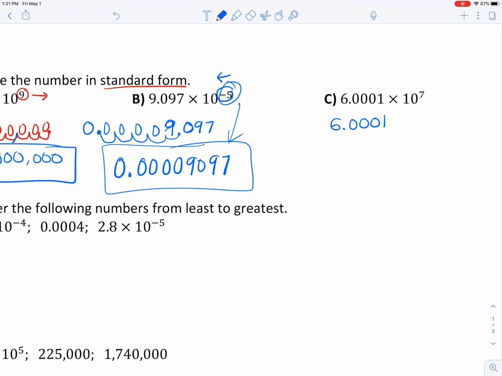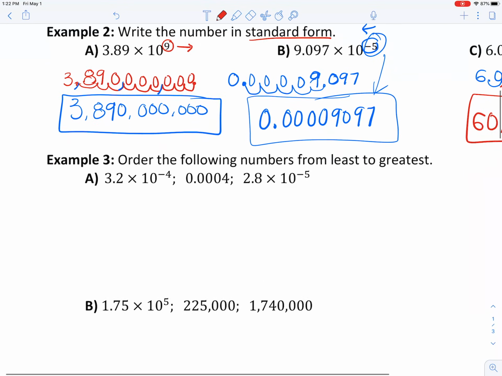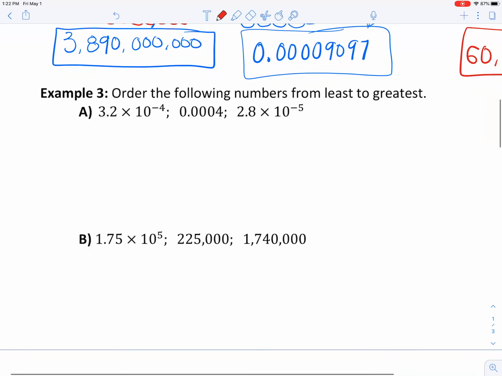Okay, letter C. So I'm going to write down the original. And I'm going to move it 7 spots to the right because it's positive. So 1, 2, 3, 4, 5, 6, 7. Fill in with zeros. Okay, and I'm going to put a comma after every 3 numbers just so that I can clearly see what my actual number is. Again, this was a positive exponent, so I should have a big number right there, which I do.